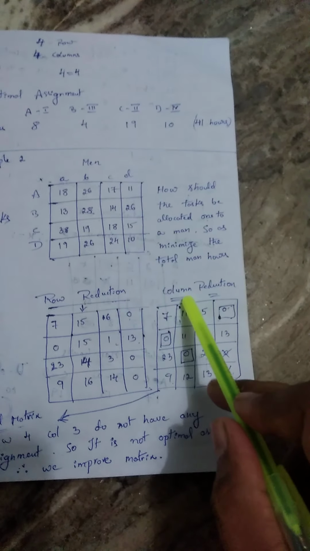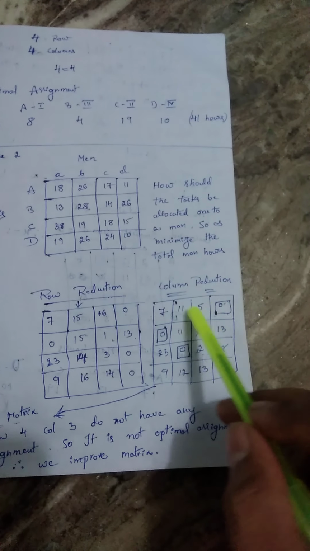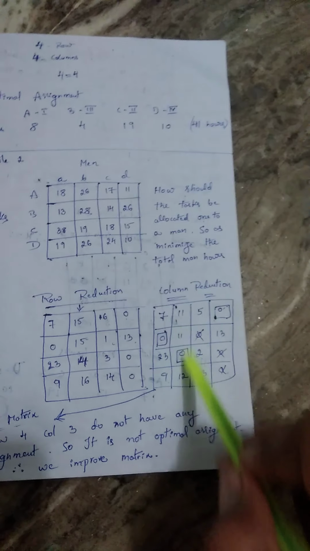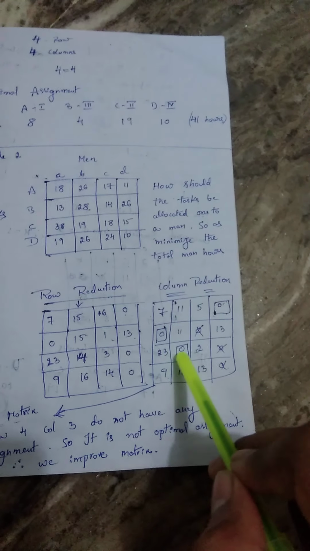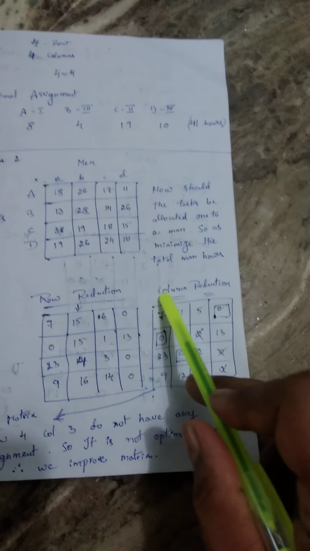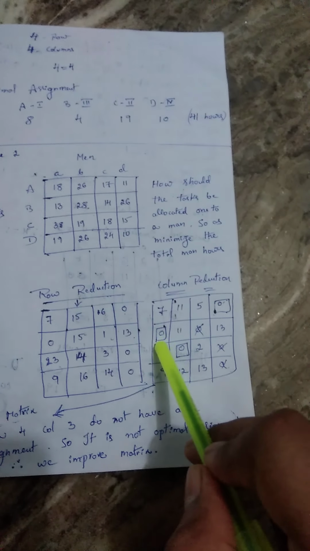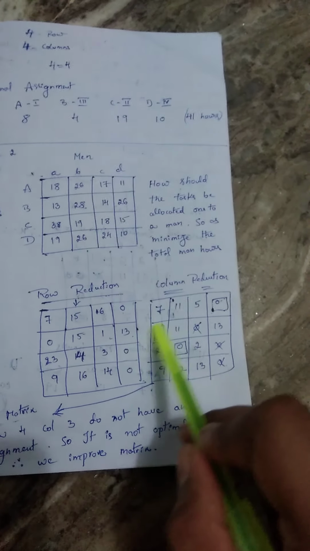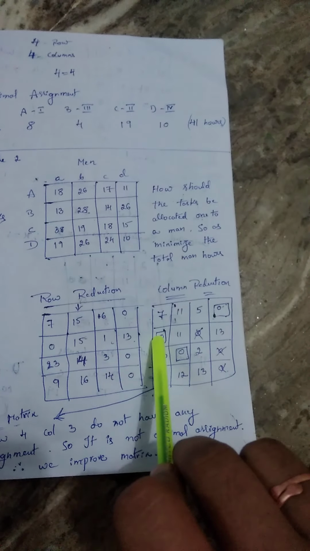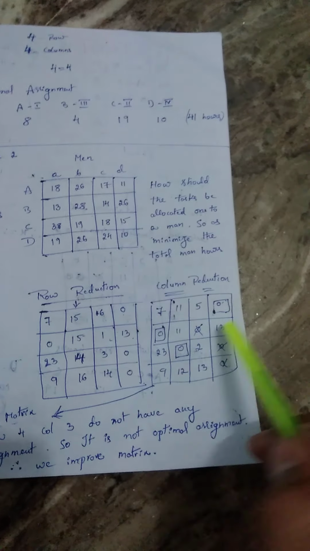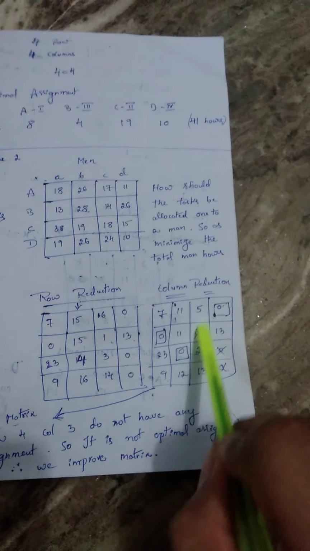Coming to the second column, there is only a single 0, therefore we place the assignment by drawing a box. In the first column we have a single 0, so we draw the box there for the assignment. In this particular row an extra 0 is there, so we cross it.